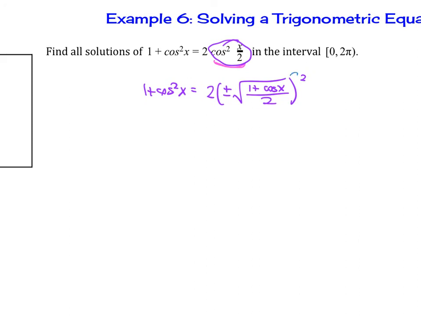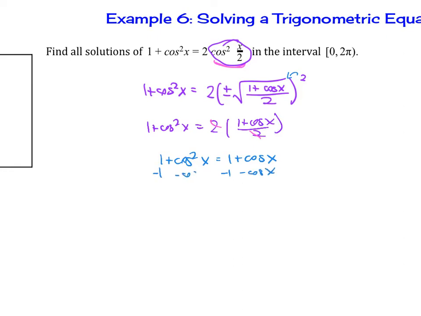So if we square this side, we're going to get 1 plus cosine squared of x equals 2 times 1 plus cosine x over 2. And then notice the 2 will cancel out as well. So this simplifies all the way to 1 plus cosine squared of x equals 1 plus cosine of x. So let's set it equal to 0, so move everything to one side. So the ones cancel, we get cosine squared of x minus cosine of x equals 0.